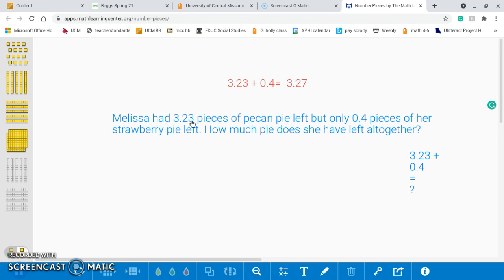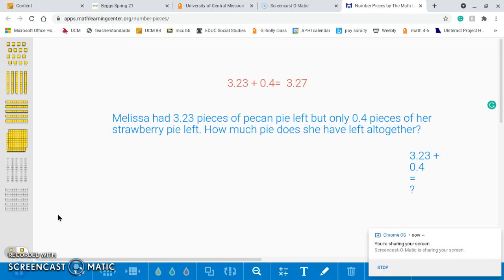So we know that Melissa has 3 and 23 hundredths pieces of pie because we see 3 as the ones place, 2 as the tenths place, and 3 as the hundredths place. Our student was assuming or looking at 4 as the hundredths place, as we see that they added 4 and 3, I'm assuming, to get the 7 and did nothing with the tenths place.